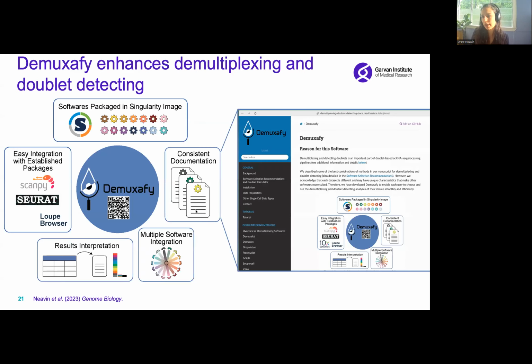And so in the end of this project, which was published last year, we've developed this tool, Demuxify, which houses all of these other demultiplexing and doublet detecting methods, and then provides consistent documentation for this online, and provides a lot of different scripts and methods to help with combining these different demultiplexing and doublet detecting methods together, and interpreting the results. And it easily integrates with established single cell methods like ScanPy, Seurat, and the Loupe browser, and we provide documentation on that as well.